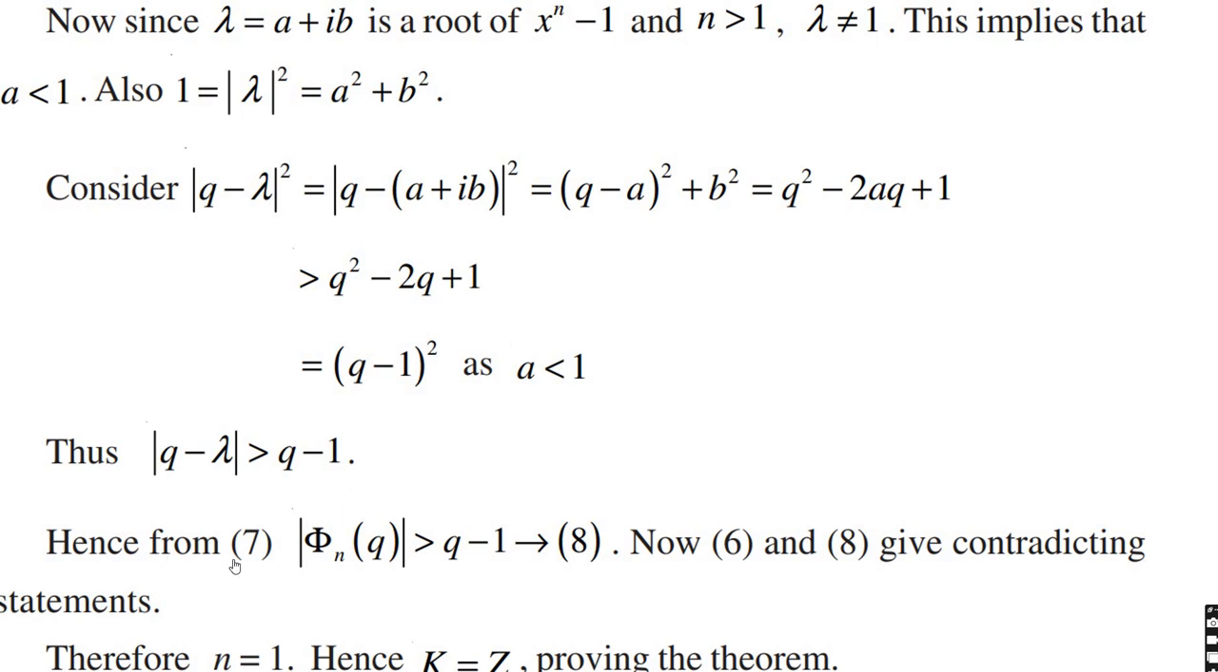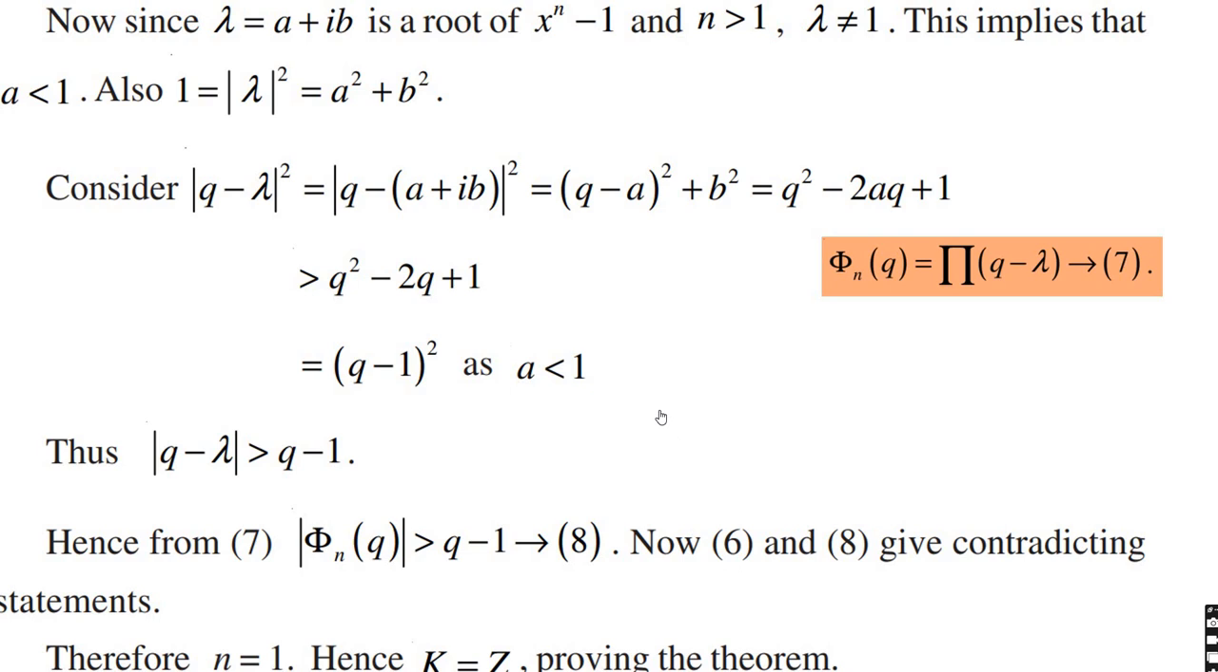So from 7, phi n of q is equal to this. From that we have the modulus of phi n of q to be greater than q minus 1. You have this to be the product of all these. So when you consider the modulus of any lambda excepting 1, each one is greater than q minus 1, so the product will definitely be even more than that, but definitely greater than q minus 1.